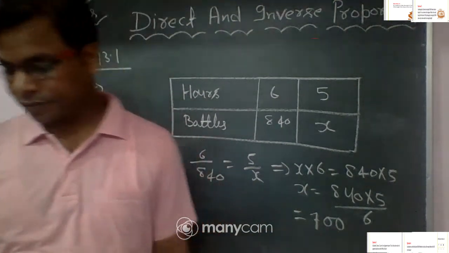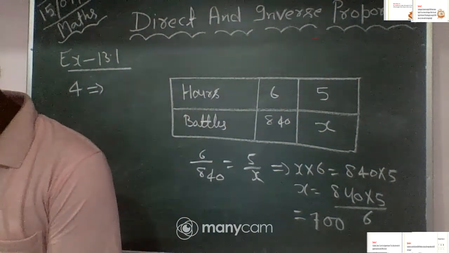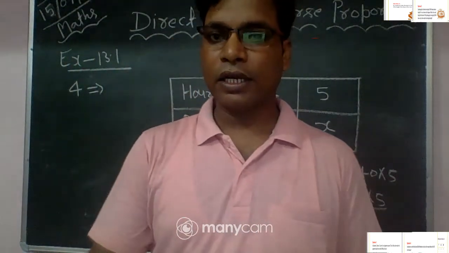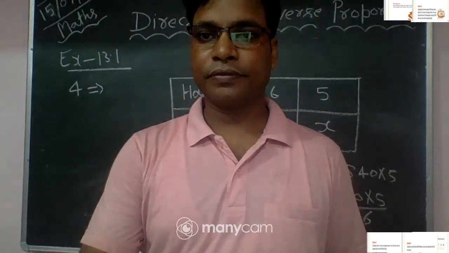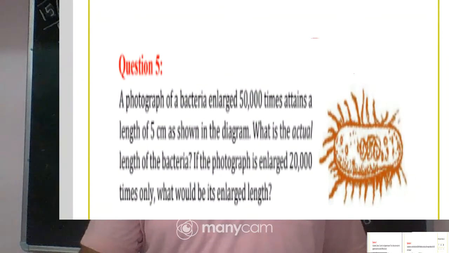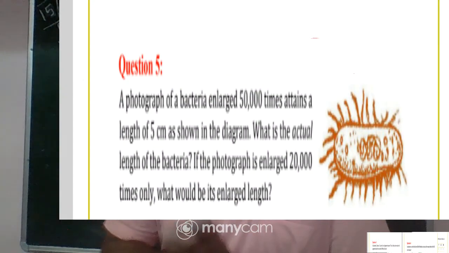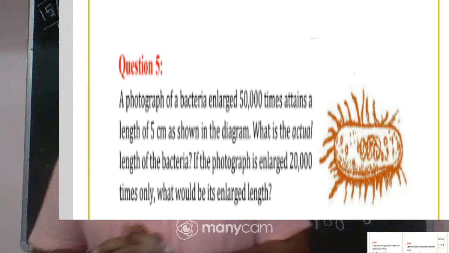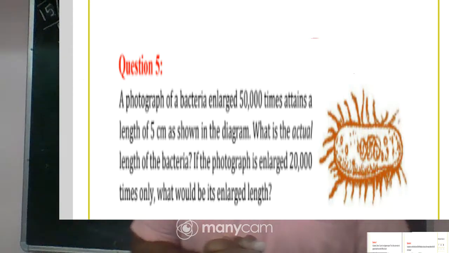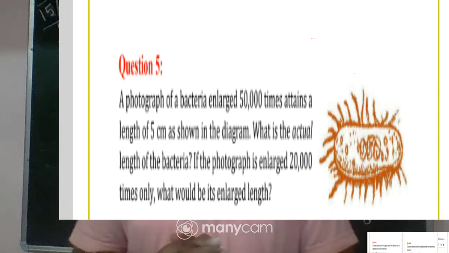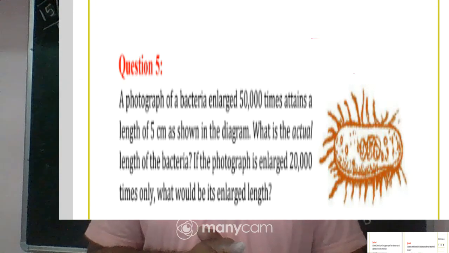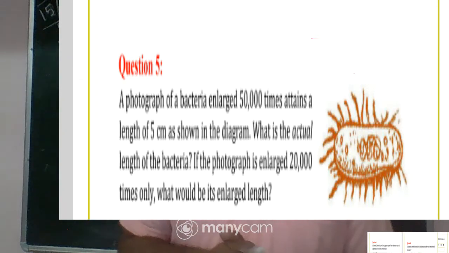Okay, now let's see the next question. Question number 5. You can see it on your screen. A photograph of a bacterium is enlarged 50,000 times and has a length of 5 centimeters as shown in the diagram. What is the actual length of the bacteria? What is the actual length? Okay, 5 centimeters is the enlarged length and the enlargement is 50,000 times.